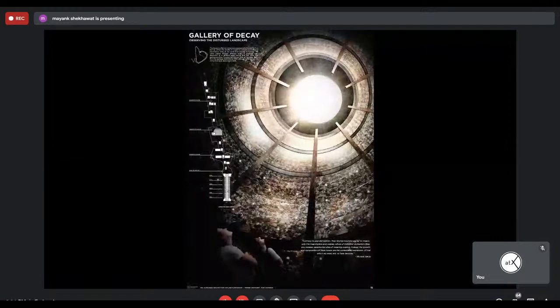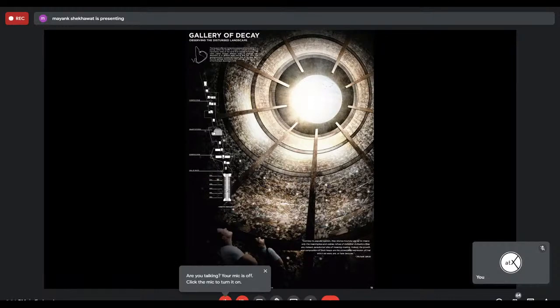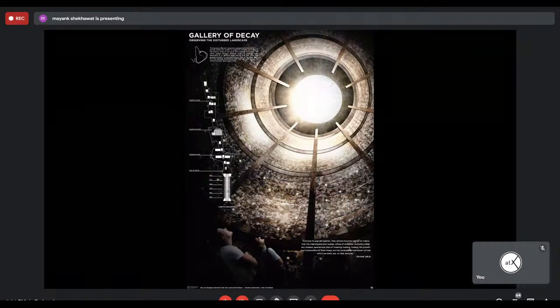Okay, this is where we really took advantage of being students. We knew that something like this was not possible, or perhaps if you want to do something like this, it wouldn't really be sustainable because you would have to do too much. But this is where we took advantage of it being an academic project, and we tried to create a museum of waste.